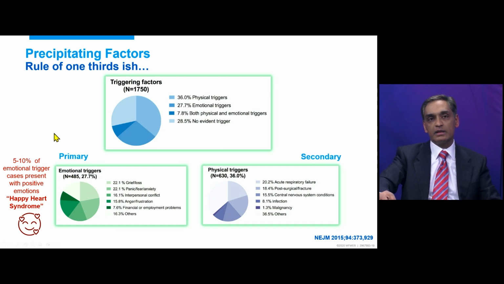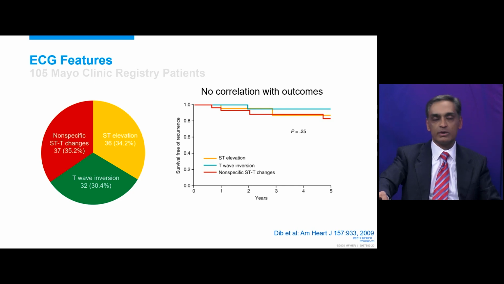People who spend a lot of time thinking about this have coined terms of primary for emotional triggers and secondary for physical. I don't think this has entered common language when we talk about this condition, but certainly you may see these terminologies of primary and secondary, and you'll be familiar with that being emotional versus physical triggers.